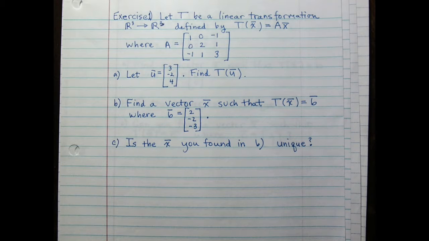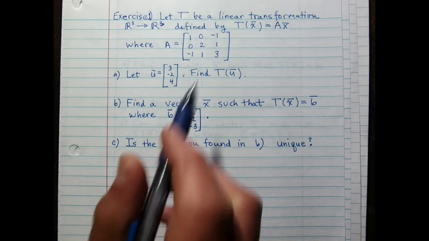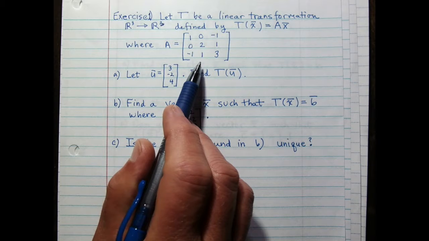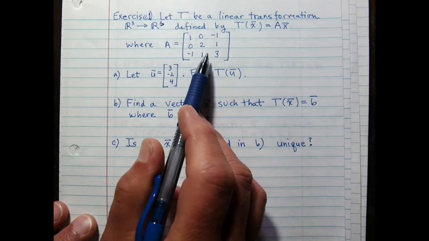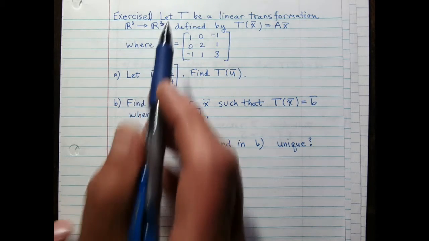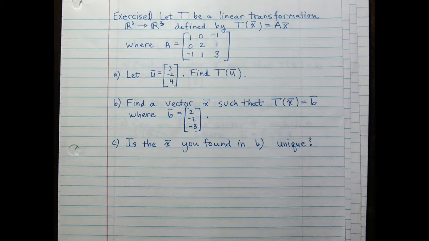So let's move on to an exercise now in section 1.8, exercise 1. Let T be a linear transformation from R3 to R3 defined by T of x equals A times x, where A is this 3 by 3 matrix. So since A is 3 by 3, both the domain and codomain are R3 for the linear transformation.